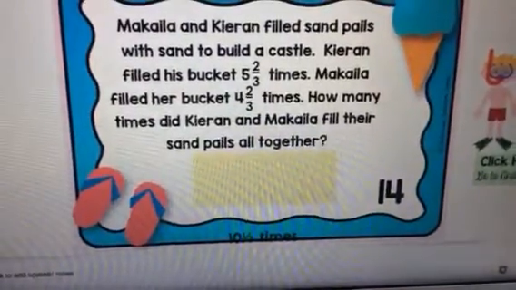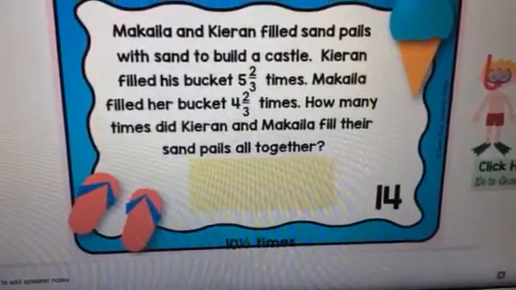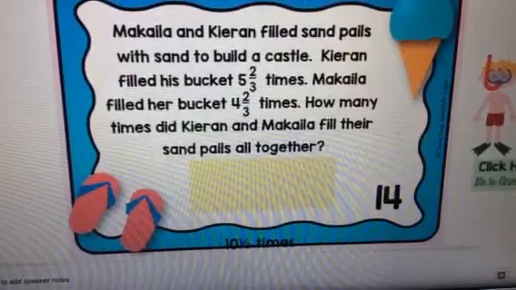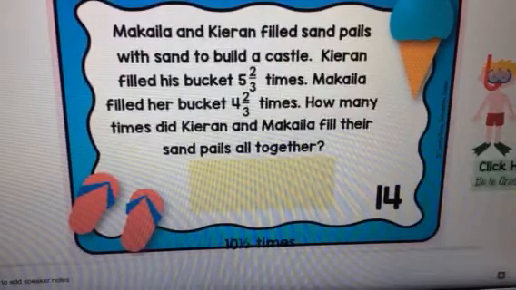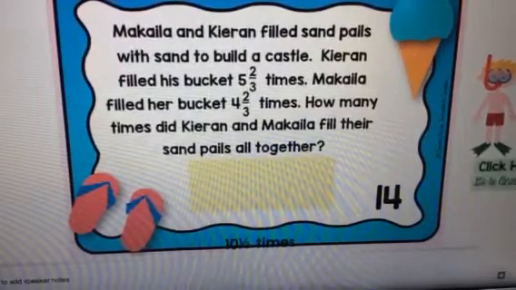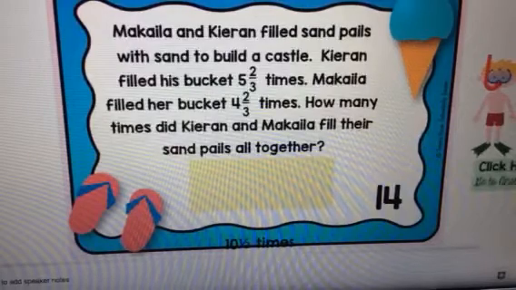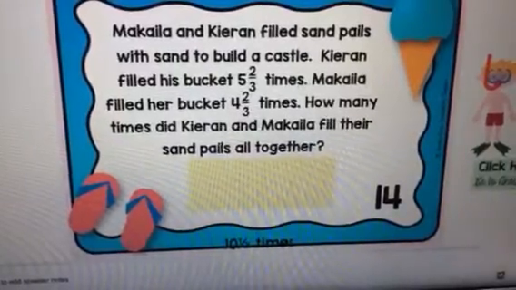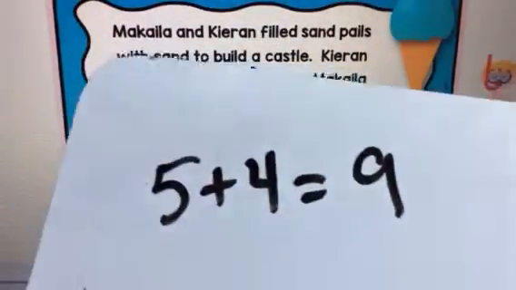Michaela and Kieran filled sand pails with sand to build a castle. Kieran filled his bucket 5 2/3 times. Michaela filled her bucket 4 2/3 times. How many times did Kieran and Michaela fill their sand pails together? Now, I always like to add the whole numbers first. So we've got 5 plus 4 equals 9, and I've got that done. I'm going to leave that there.